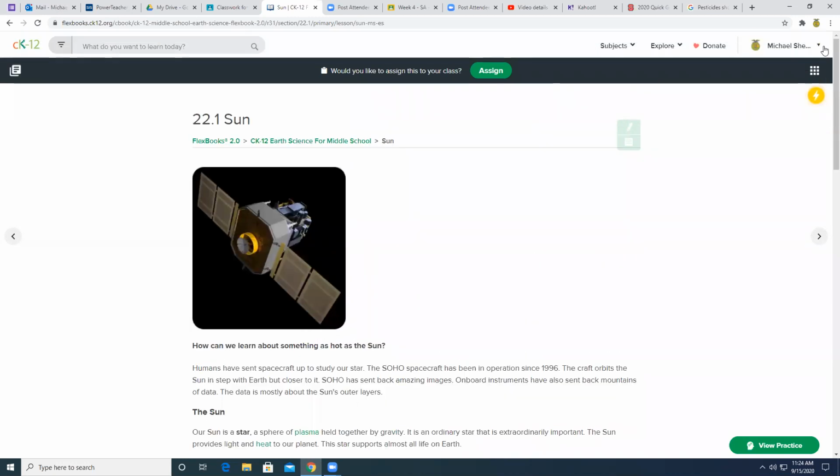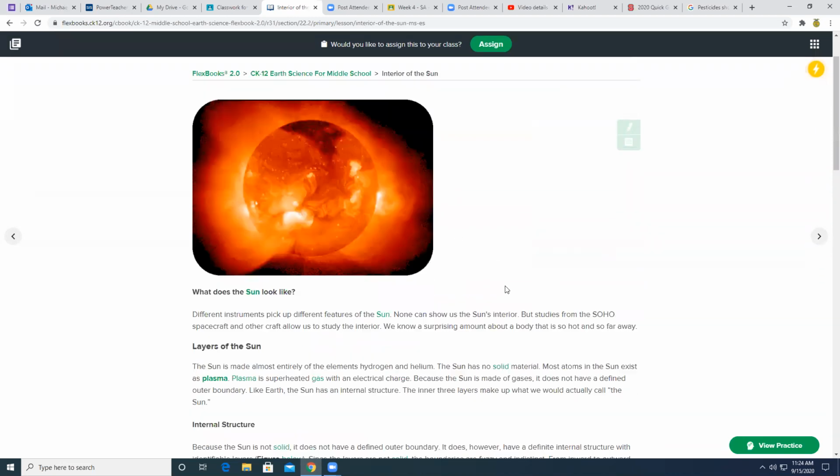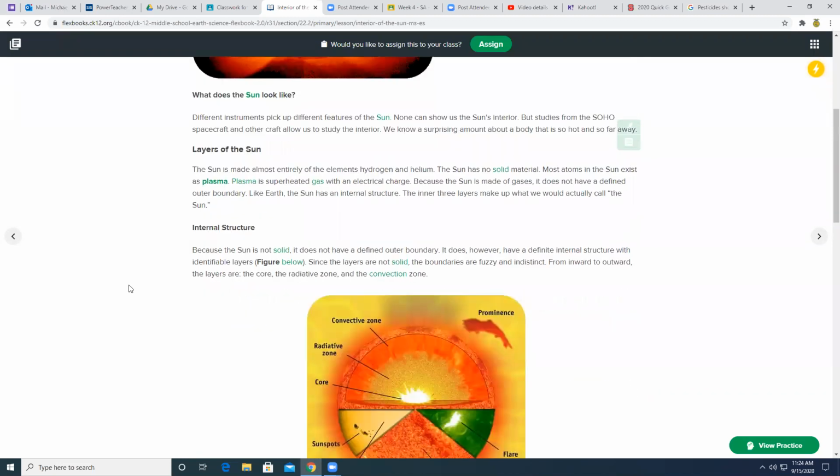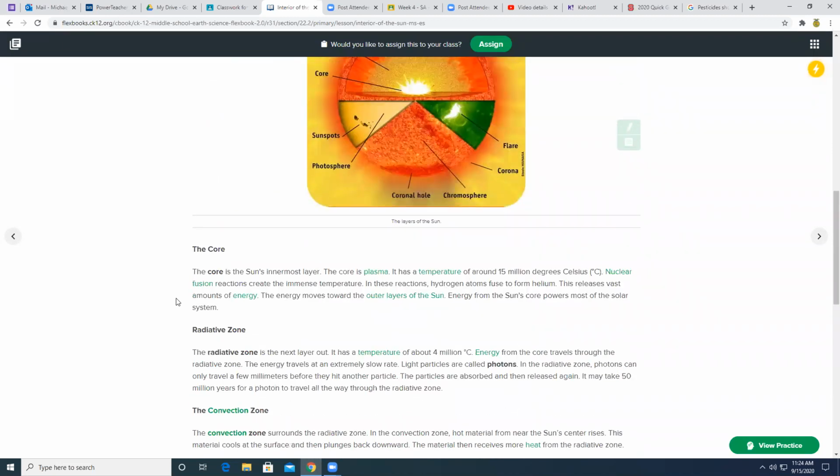So let me get over to here. Okay, so let's talk about the interior layers of the sun. There are 7 layers of the sun. The first one that we are going to talk about is the core. Super duper hot, somewhere around 15 million degrees. This is where nuclear fusion takes place.